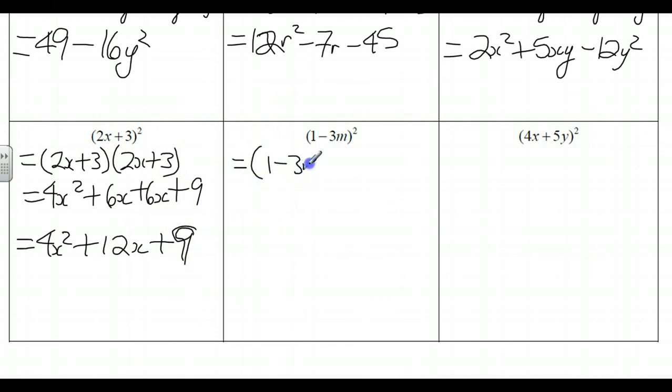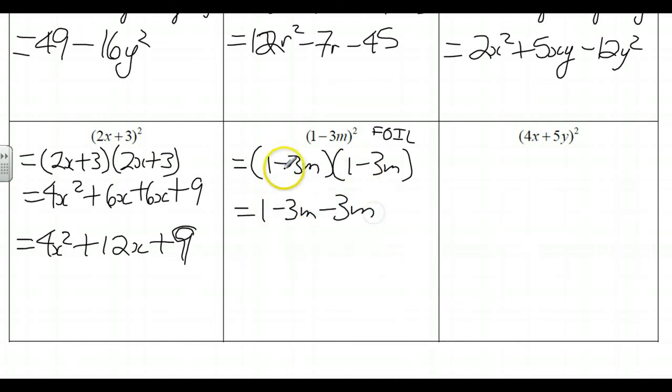But one thing, always remember this. There will always be 4 products, right? That's FOIL. 4 products: first, outer, inner, last, no matter what. 1 times 1, that's my first. Minus 3m, that's my outer. Minus another 3m, that's my inner. Plus, we have a negative times a negative, plus 9m squared. Now when it comes to writing this out, we generally like to write out the squared term first, so 9m squared, minus 6m, collecting the like terms, plus 1.